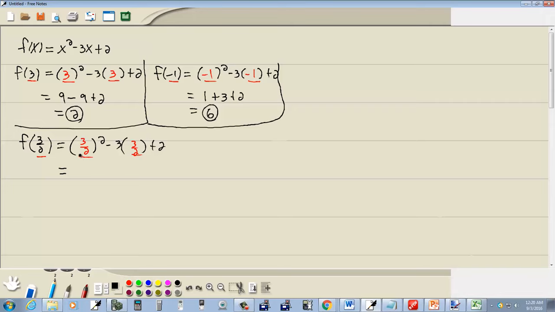Now 3 halves squared. You square the numerator, square the denominator. So 3 squared is 9. 2 squared is 4. Minus 3 times 3 is 9. So that gives us 9 halves plus 2.